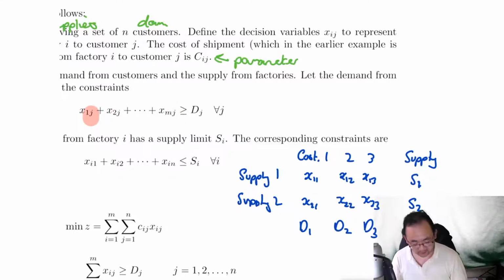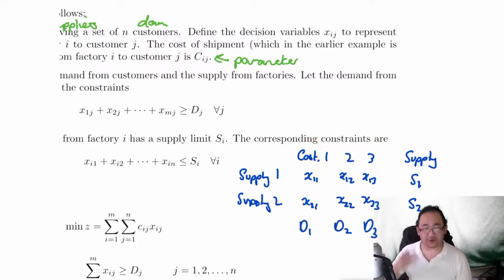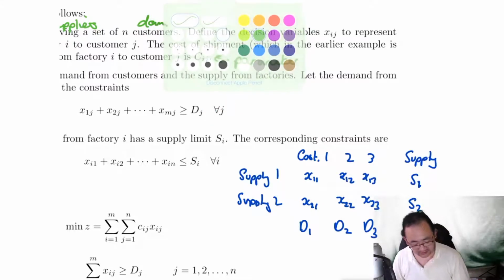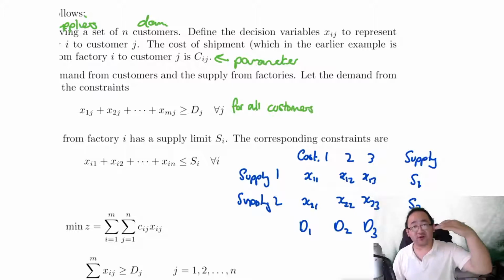So we can see that with x1j, x2j, up to xmj, effectively what we are doing is going down the demand column: x11, x21, x12, x22, x13, x23. Now, if you don't know how to read the notation, notice the "for all j." In essence, this is saying that for all j, which in this case are customers, for all customers, they have a demand constraint.